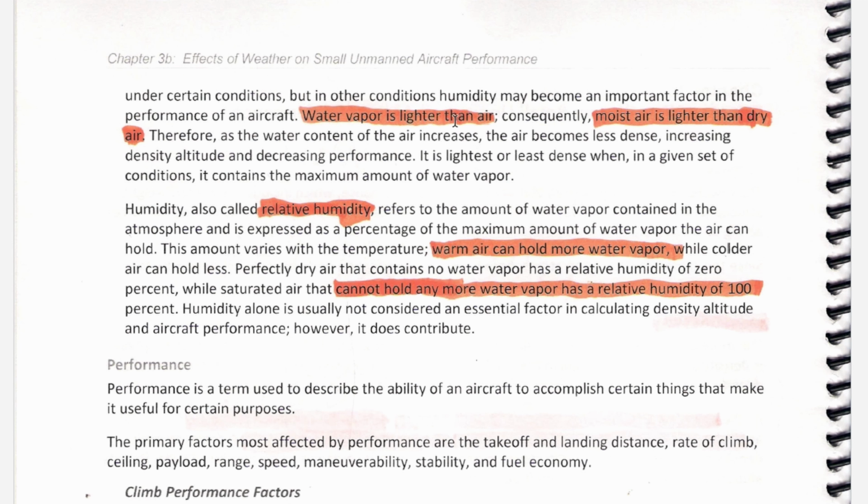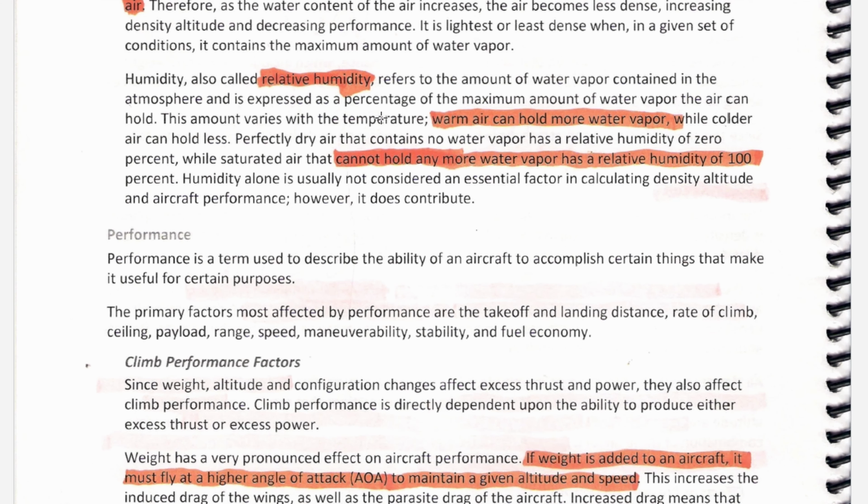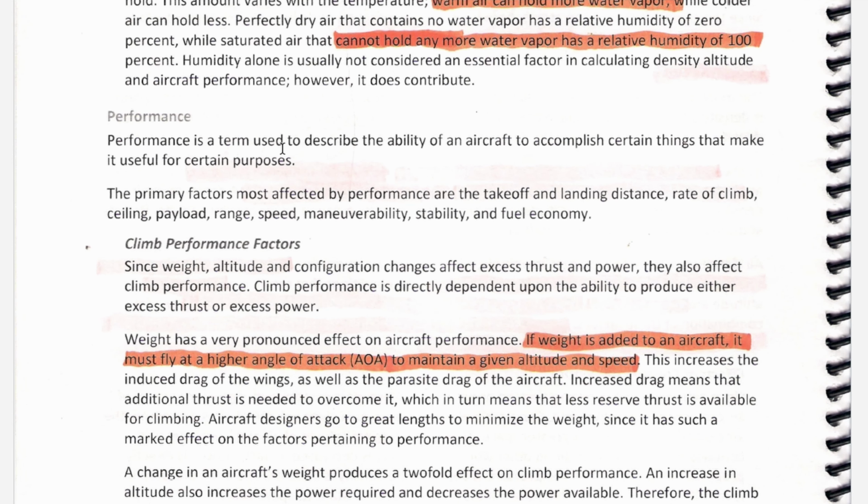Water vapor is lighter than air. Remember, the clouds in the sky, they're up in the air, right? That's water vapor. And moist air is lighter than dry air. Okay? Relative humidity, you need to know this stuff. There was one question about this in the center of gravity. If you add weight to an aircraft, it must fly at a higher angle of attack to maintain a given altitude and speed, because you are changing the center of gravity and the center of pressure.